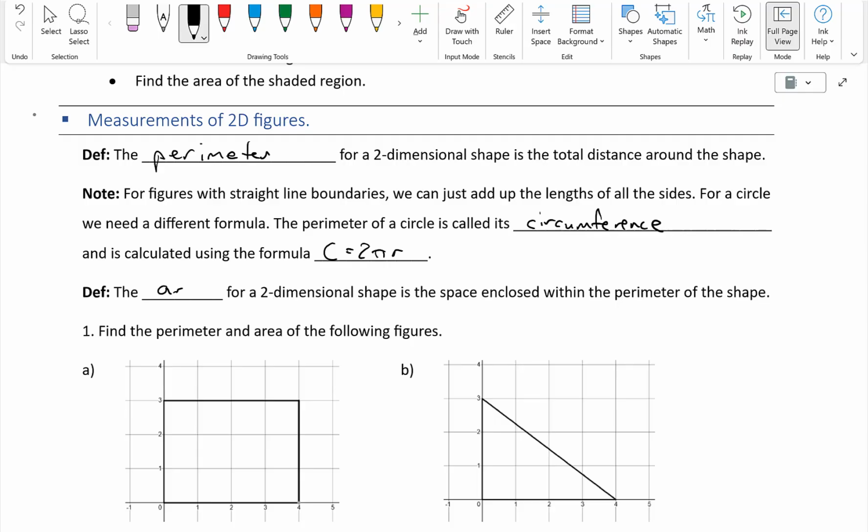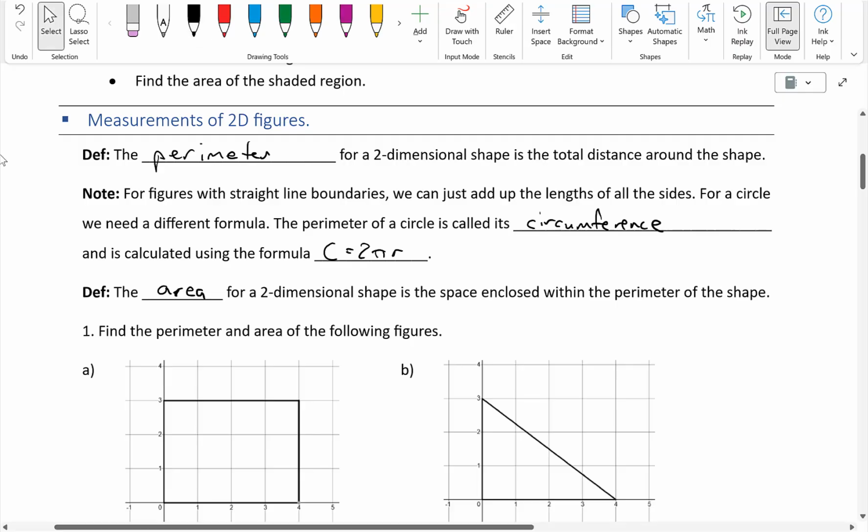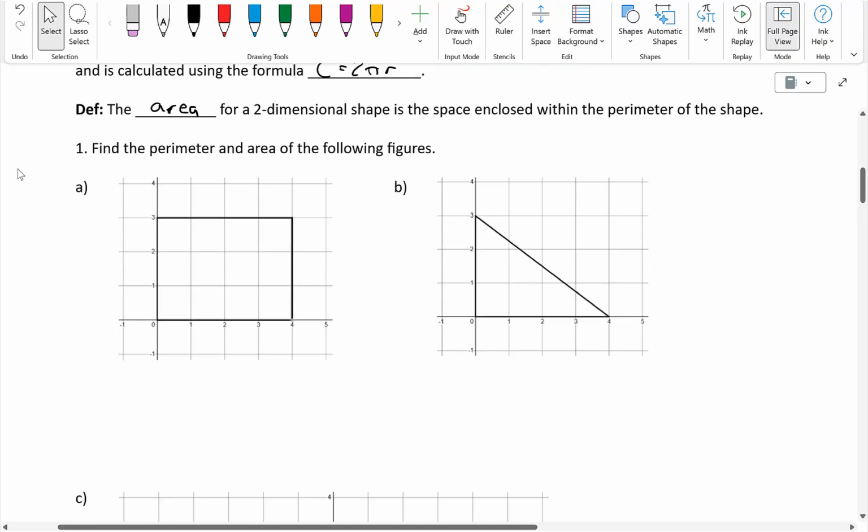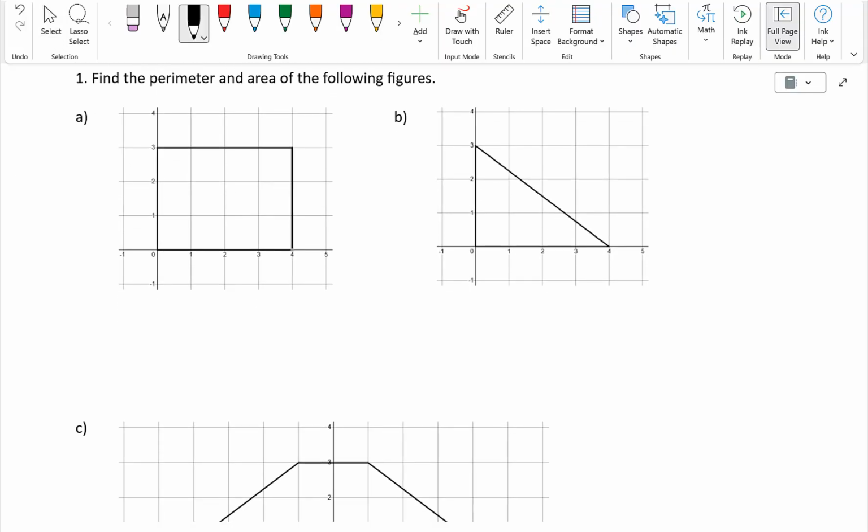Definition: the area for a two-dimensional shape is the space enclosed within the perimeter of the shape. So for number 1, we want to find the perimeter and area for the following figures. For our first figure, we've got a rectangle in the first quadrant here, and we can see 4 units across the bottom, 3 units up the left and right sides, and 4 units across the top.